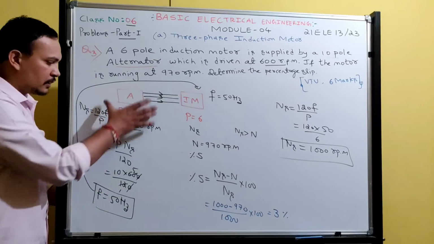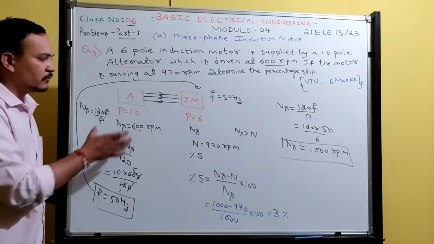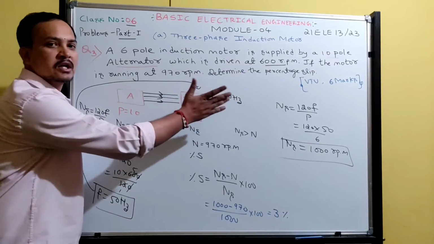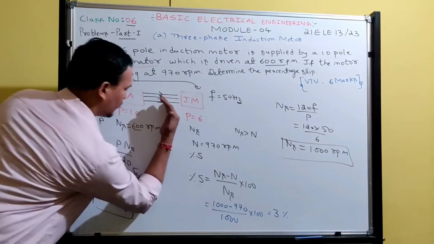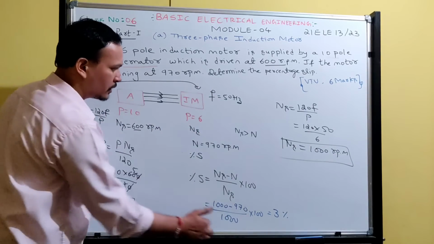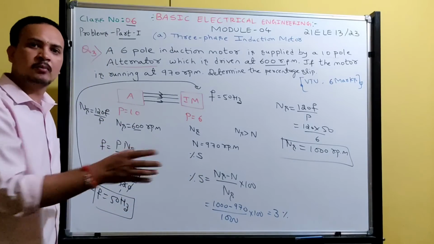Understood now? The alternator data is only namesake. Calculate the frequency from the data given for the alternator. Take that frequency and put it on the induction motor side. Later, forget everything I wrote here. Then you concentrate only on the induction motor, with every speed and parameter related to the induction motor only.